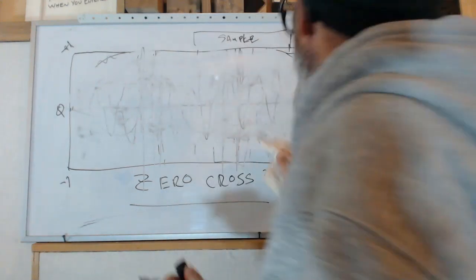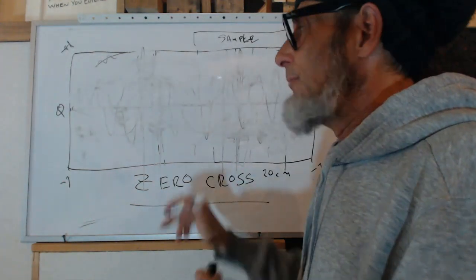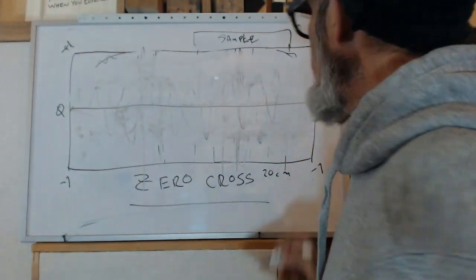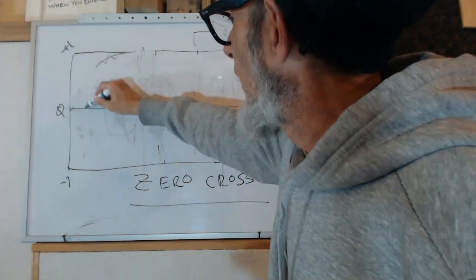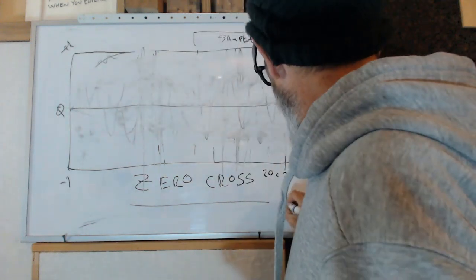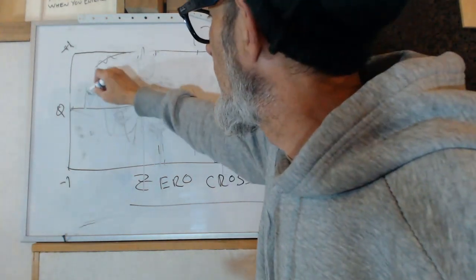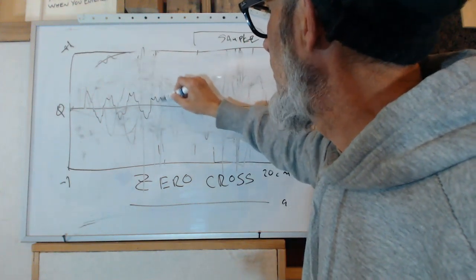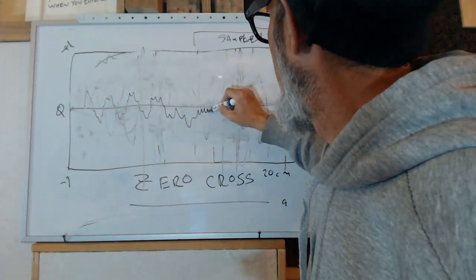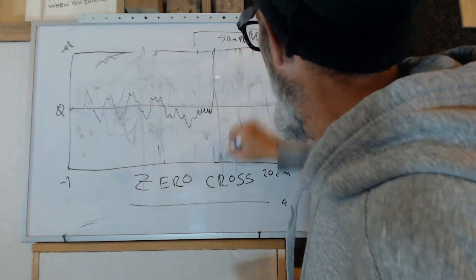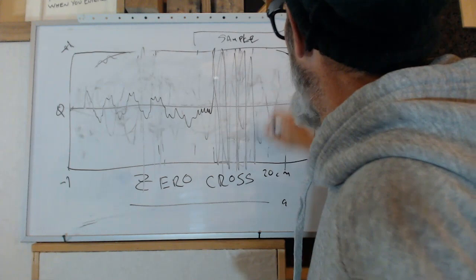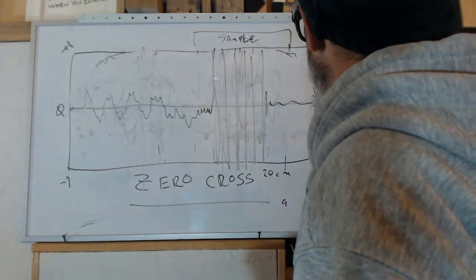Point number two is peaks. So if here's my zero crossing and I've got a wave file, here's my pen, here's my wave file. All good, all good. But then all of a sudden I do something and it goes bam, bam, bam, bam, bam, and then maybe it peters out.